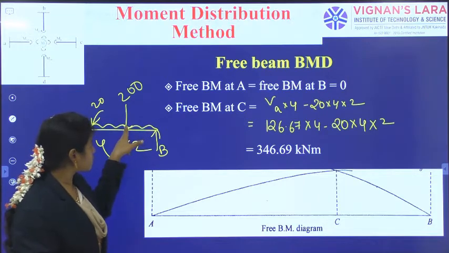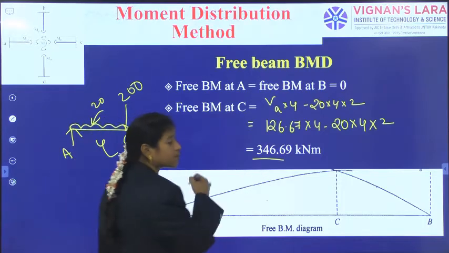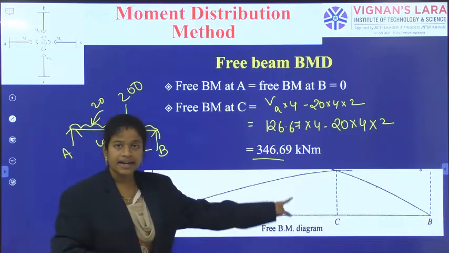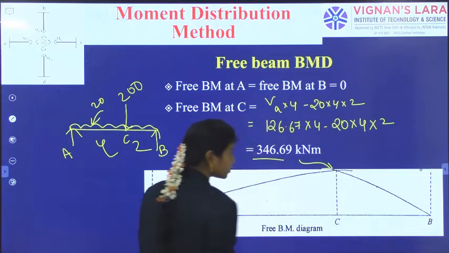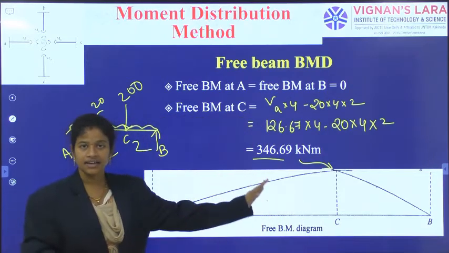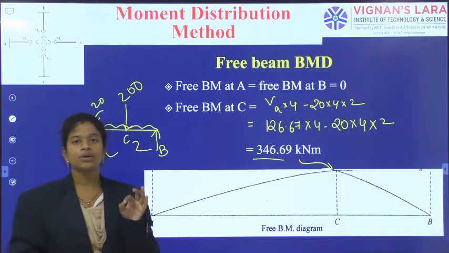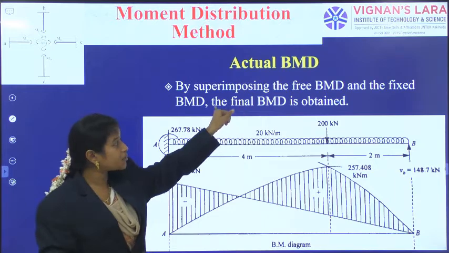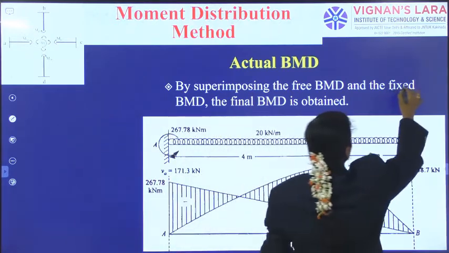So up to this position, what are the loads involved? The corresponding moment I have given, and the value we have got as 346.67. So connecting the 0, 0, and at point C 346.69, you can generate the free bending moment diagram. Now, the next step is generating the actual bending moment diagram. The actual bending moment diagram generation will be done by superimposing the free BMD and the fixed BMD.